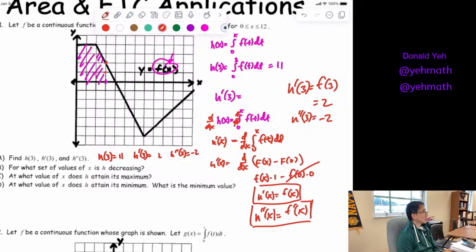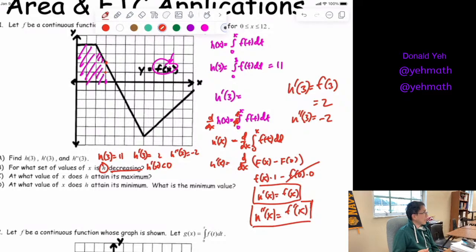Dude, what's the subject? In this sentence, what's the subject? What is the subject that they are caring about? It's one letter. No. H? H. H is the subject. Good. We are saying H is decreasing. That means H prime of X must be negative. Does that make sense? This means H prime of X must be less than 0.